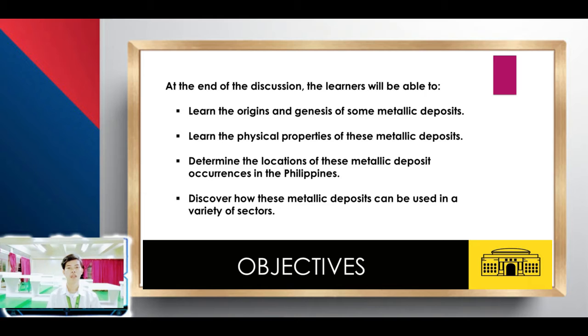Moving on, our objectives at the end of the discussion: the learners will be able to, first, learn the origins and genesis of some metallic deposits. Second, learn the physical properties of these metallic deposits. Third, determine the location of these metallic deposits' occurrences in the Philippines, and discover how these metallic deposits can be used in a variety of sectors.